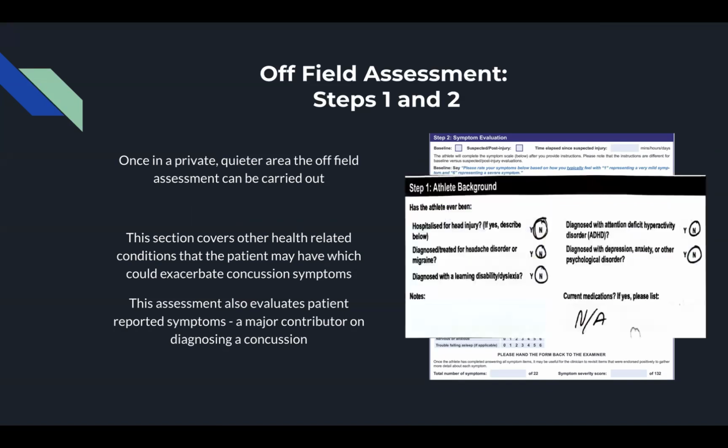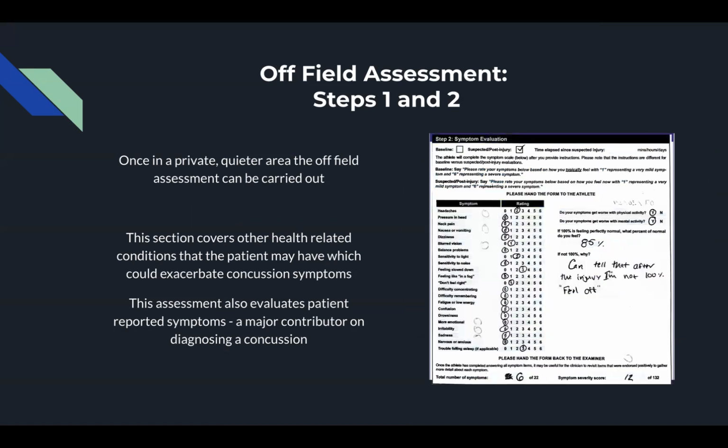So moving into what our athlete said. In step one, the athlete background, they indicated no for hospitalized for head injuries, no to headache disorders, no to learning disabilities, no to ADHD, and no to any depression, anxiety, or psychological disorders. There was no need for notes, and there were no current medications.